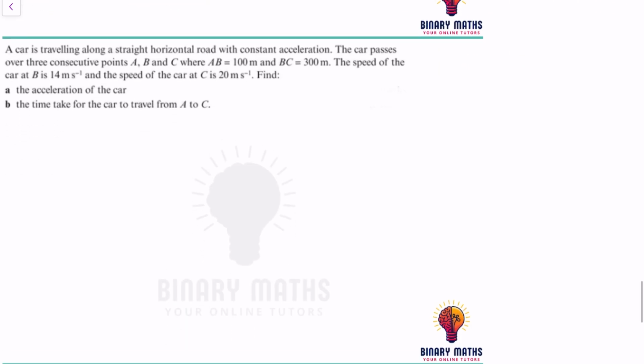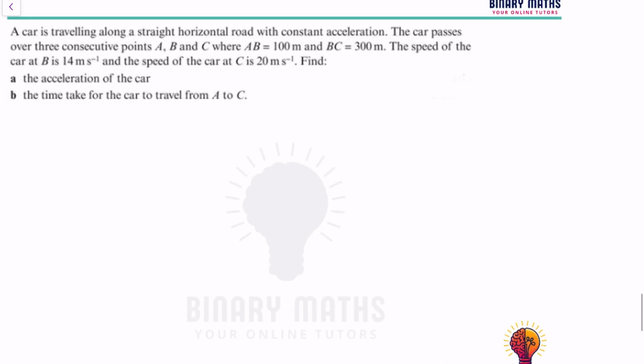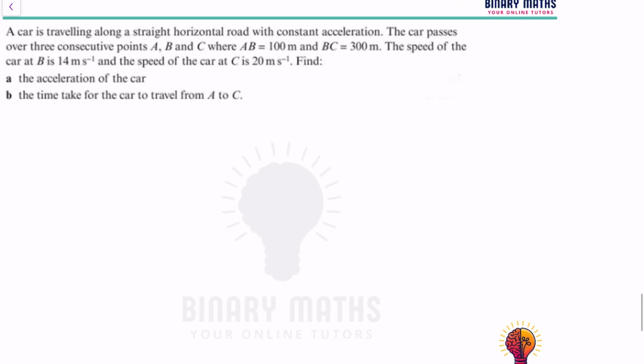Next question, a car is traveling along a straight horizontal road with a constant acceleration. The car passes over 3 consecutive points A, B, C, with A to B equal to 100. So let's just draw this out. A, B, C. A to B is 100 meters. B to C is 300 meters. The speed of the car at B is equal to 14 meters per second. The speed at C is equal to 20 meters per second. Find the acceleration of the car.